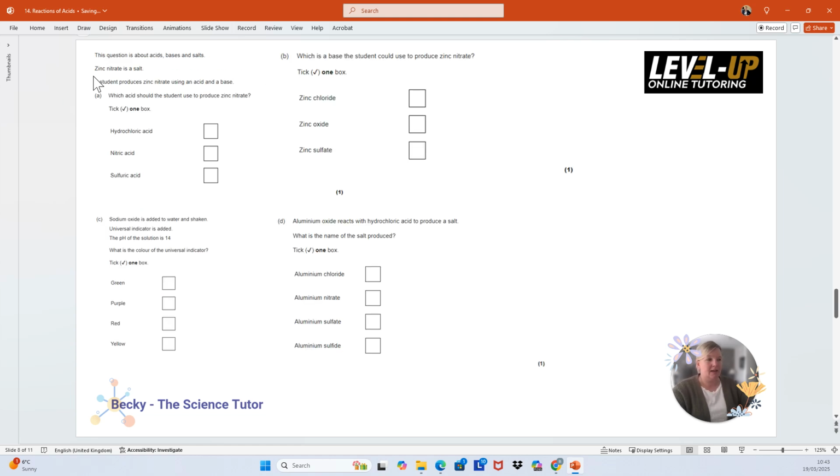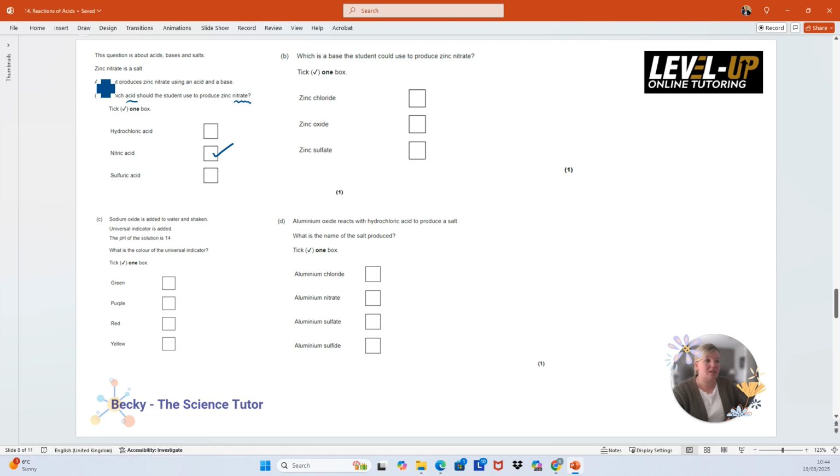Okay, sticking with the kind of lower demand questions, you've still got to have this knowledge, you've still got to know which acid produces what type of salt, but we've got a little bit of guidance because we've got those multiple choice ones. Okay, so it tells us that zinc nitrate is a salt, and a student produces zinc nitrate using an acid and a base. Which acid should the student use to produce zinc nitrate? Remembering it's the second part of the name of the salt that gives us a clue to the acid, therefore we must need to have used nitric acid.